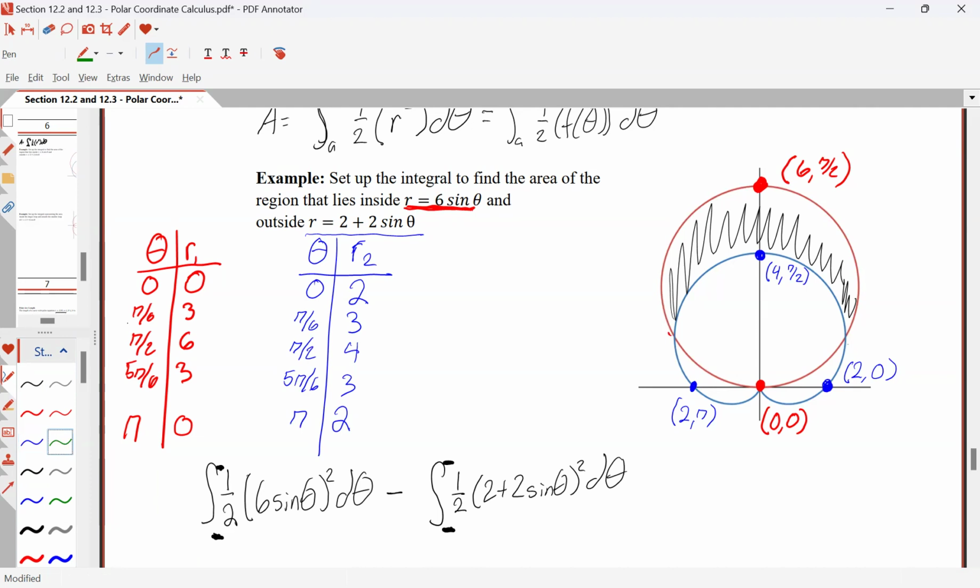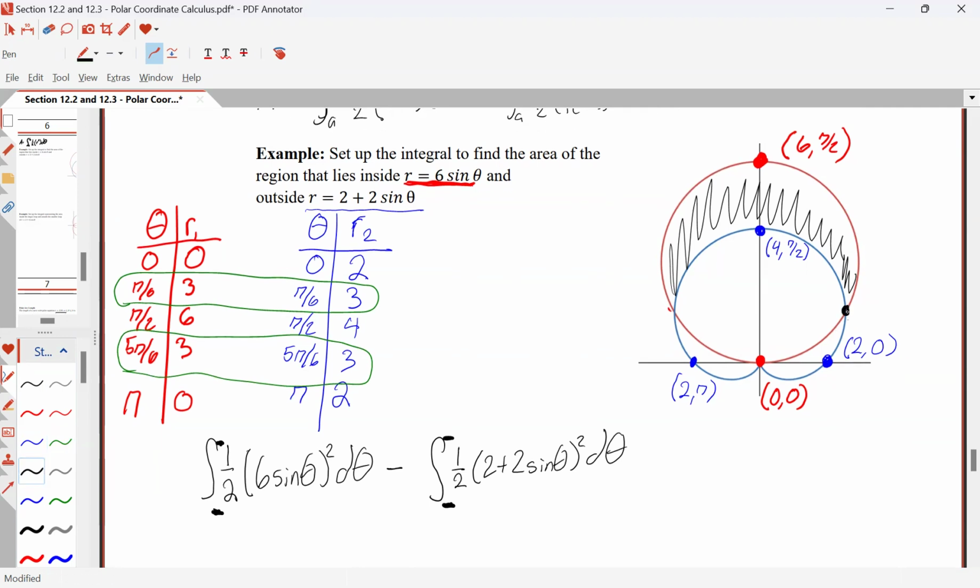And you probably see it here. At pi over 6, both functions have a radius of 3. And at 5 pi over 6, both functions have a radius of 3. That does mean with this table of values, this is our angle pi over 6. This is the point 3, pi over 6. And this is the angle of 5 pi over 6, making this point 3, 5 pi over 6.